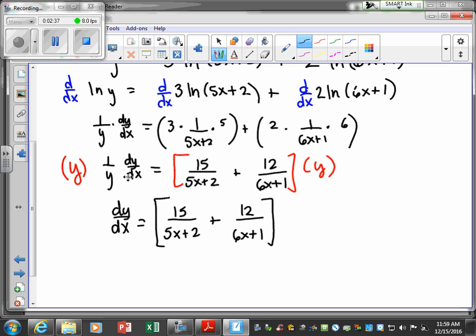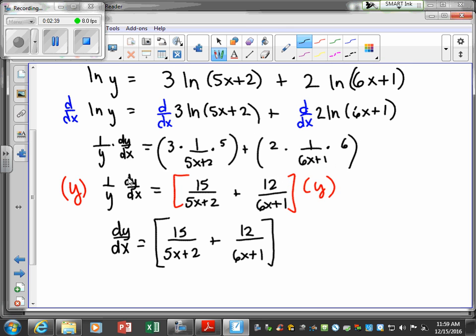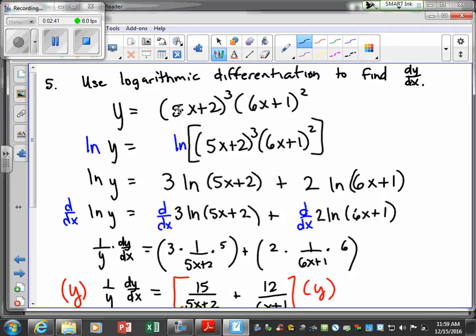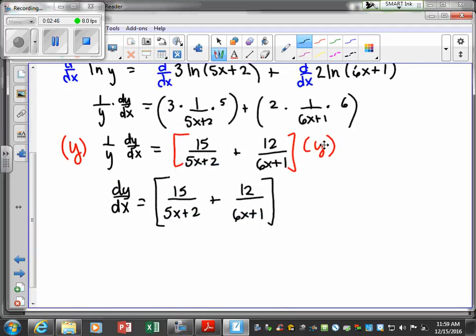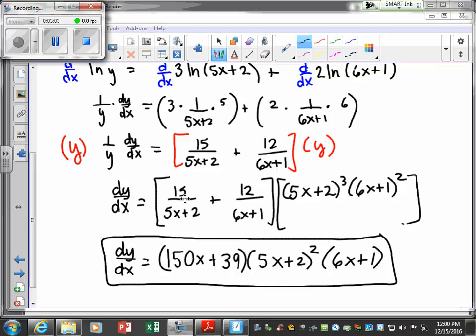times y. Well, what was our original y? Go back up. Our original y was this term. So at that point, we replace y with our y that was given in the original. So it would be (5x plus 2) cubed times (6x plus 1) squared. Okay, so this would be our solution. If you went through and got a common denominator with everything and simplified it, you might also see this form as well.